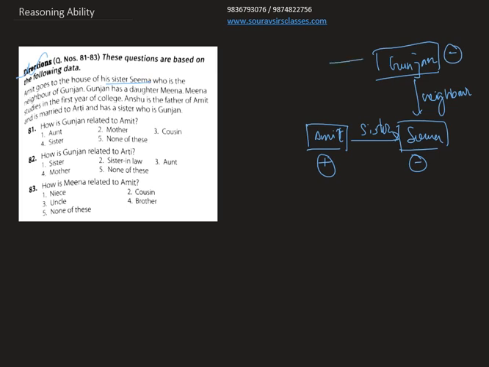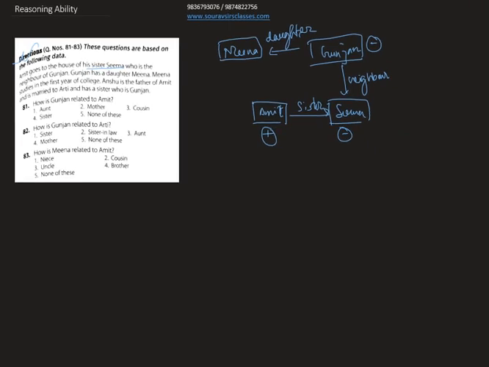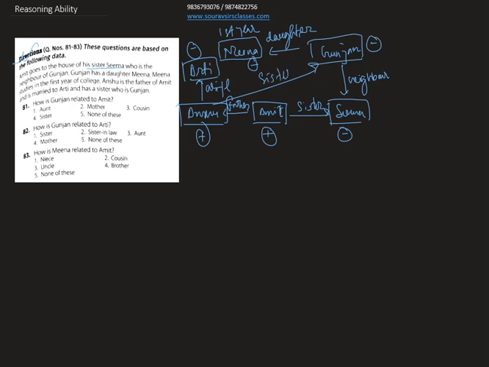Gunjan has a daughter, Meena. Now, Meena studied in the first year of college, and Anshu is the father of Amit. Anshu is the father of Amit and is married to Aarti. So Anshu's wife is Aarti, and he has a sister who is Gunjan. So Anshu has a sister who is Gunjan. So this is the diagram of relation.